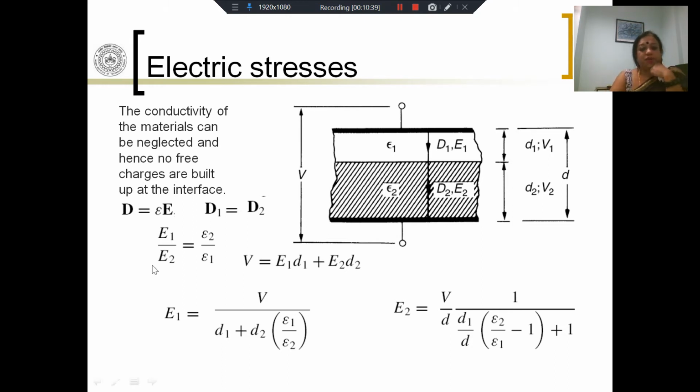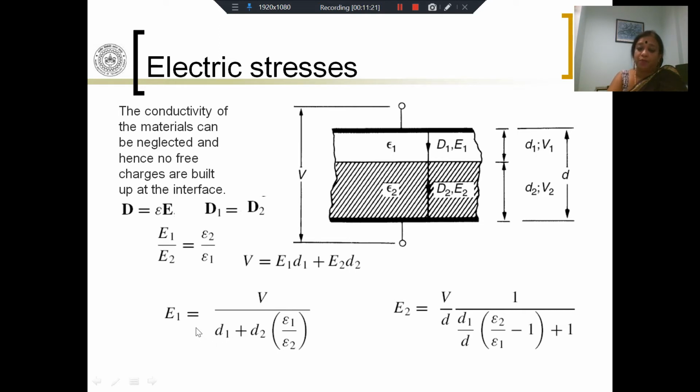Now V is equal to V1 plus V2, so V is equal to E1 D1 plus E2 D2. These are uniform fields because we've considered a parallel plate capacitor. This is also perfectly parallel. This is just for ease of understanding. So then I can obtain an expression for the electric field stress in material epsilon 1, which is given by E1 equal to V, that is the total voltage across the two capacitor plates, divided by D1 plus D2 into epsilon 1 by epsilon 2. Now, if you look at this, when I had the entire space D filled up with epsilon 1, my electric field E1 was equal to V divided by D1 plus D2.